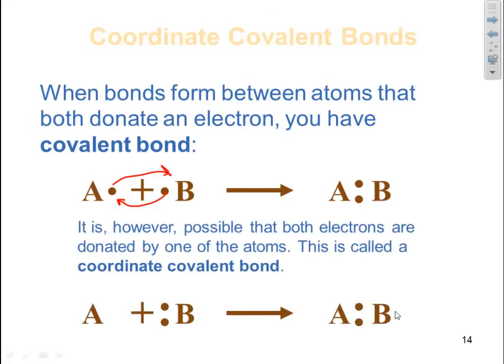It is, however, possible that both electrons are donated by one of the atoms. This is called a coordinate covalent bond. So in this case, you can see that B is bringing both electrons to be shared between them.